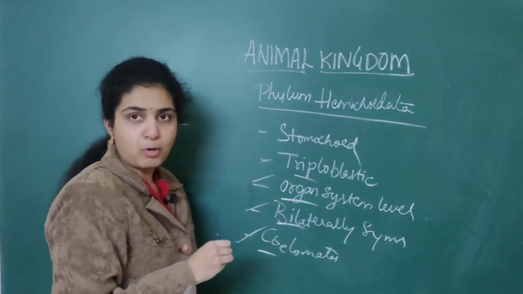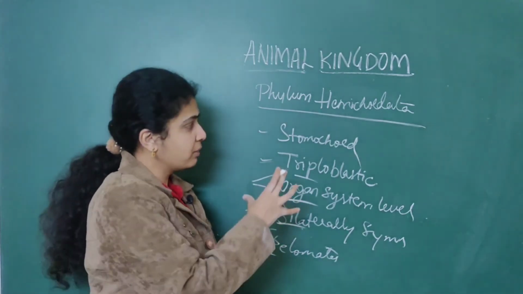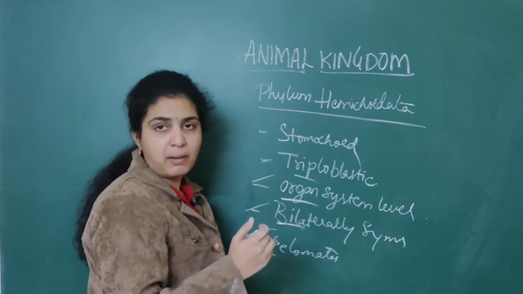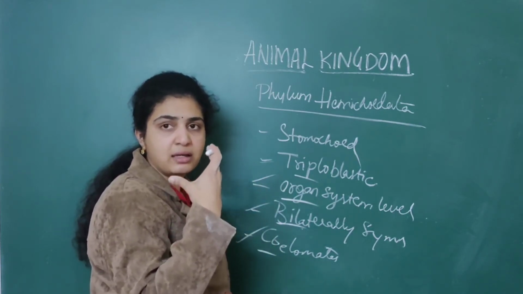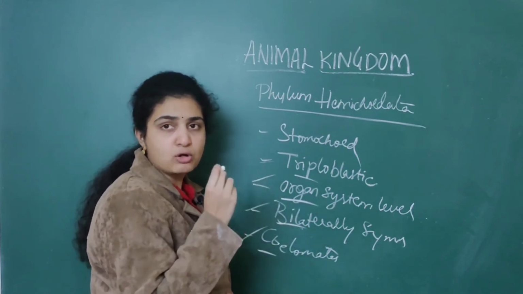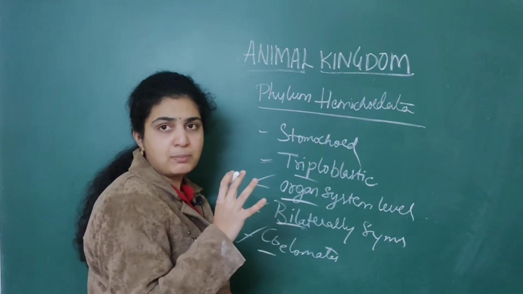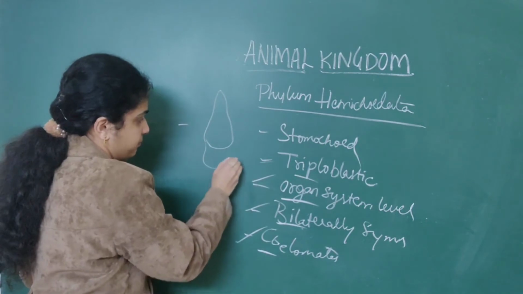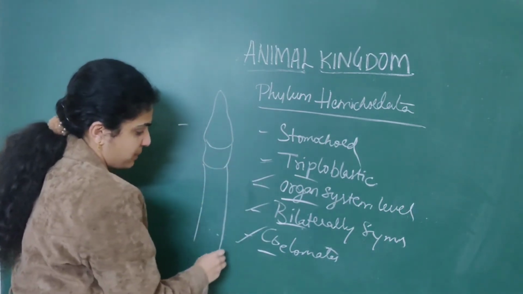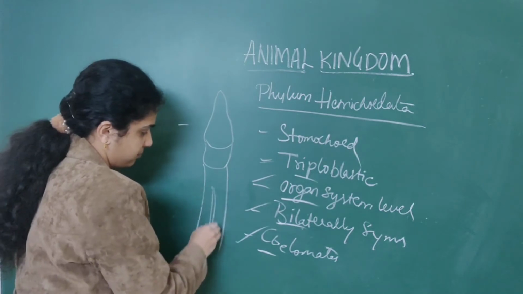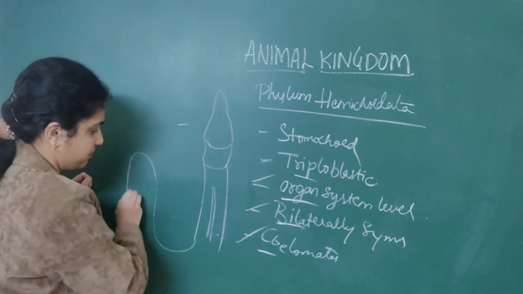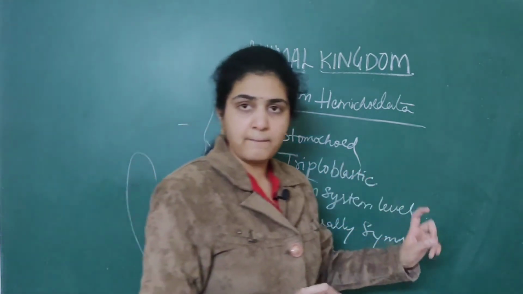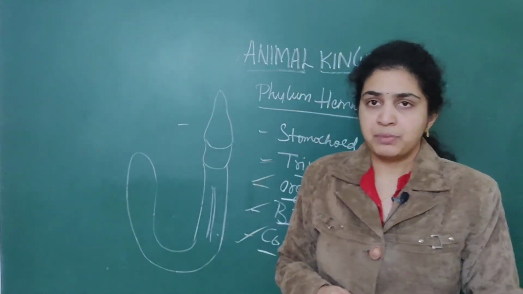Then another important point that you should remember regarding this is that their body is again divided into three parts, like how it is divided in mollusks and arthropods. Here also it is divided. Anteriorly, proboscis is present. Next, collar is present. Then trunk is present. This is the rough diagram of the hemichordates.